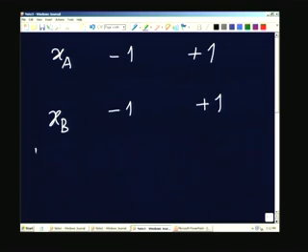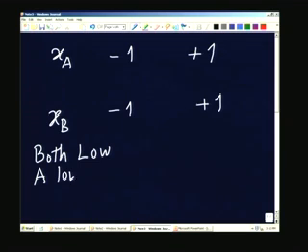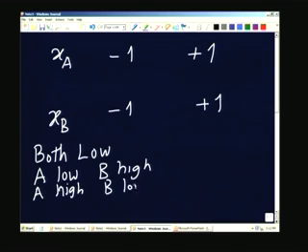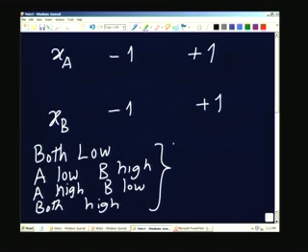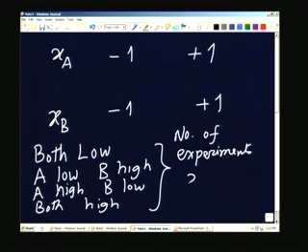So we will just write it in words, both low, then we can have A low, B high, and then we can have A high, B low, and both high. So the number of experiments is easily seen to be 2 squared equal to 4.